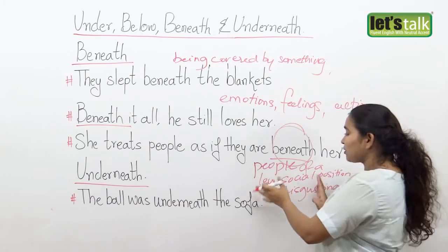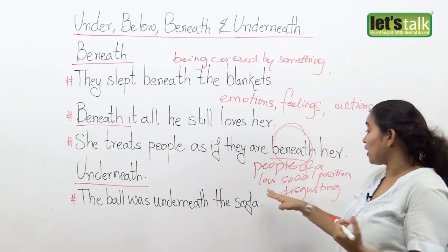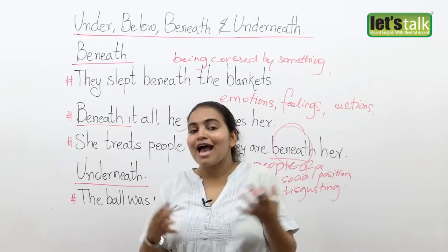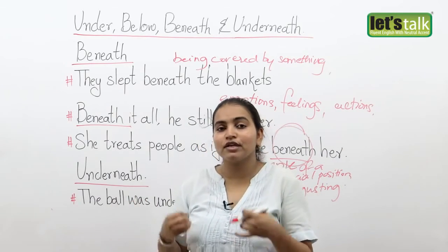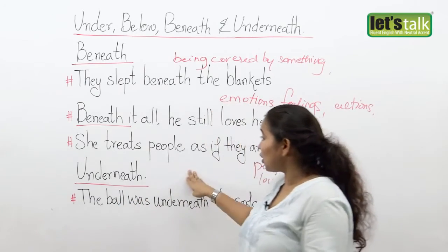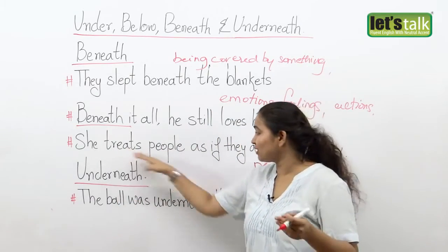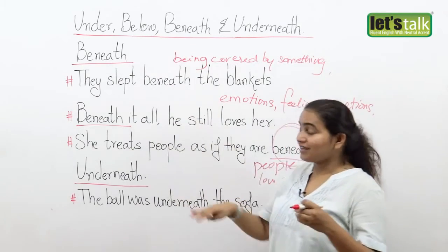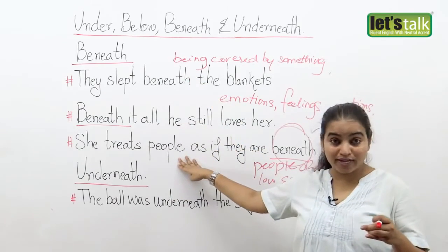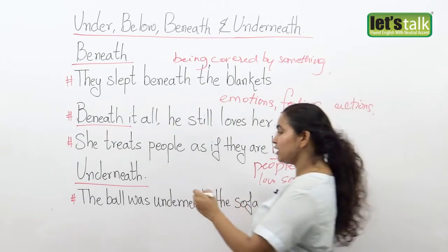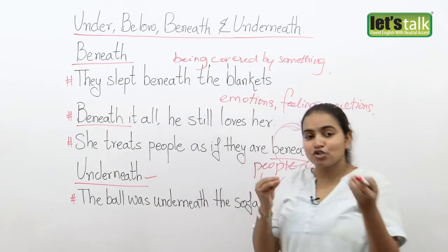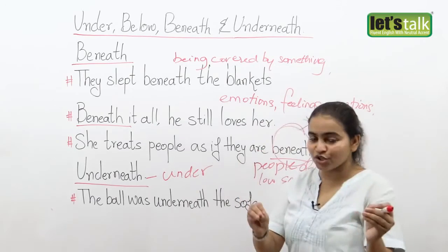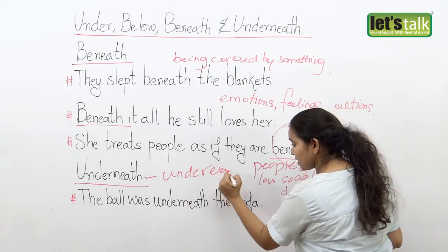But we talk about people being beneath us when we're talking about people who have a low social position compared to us. And we talk about people who we don't like, who we find very disgusting, very offensive. So apparently somebody treats people as if they are beneath her. So that's how the word beneath is used in these 3 main ways. And then the last word underneath is simply an exaggeration of the word under. So it is the word under, but it is exaggerated.